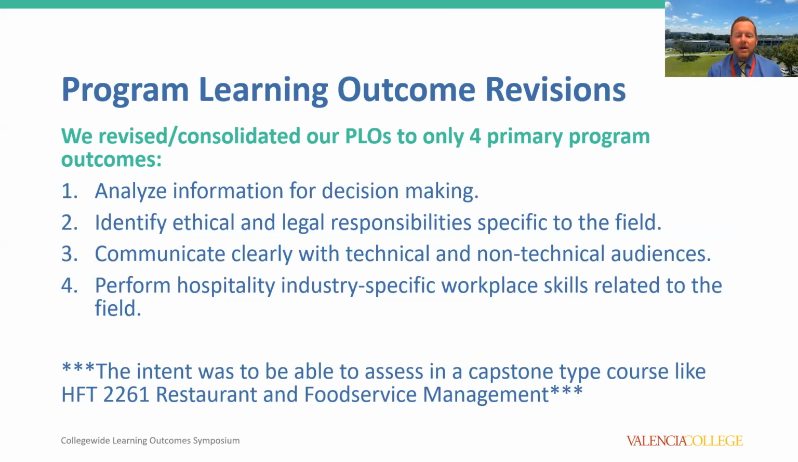So we said, how can we have these overarching ones? And I think other people have utilized ones similar to this: analyze information for decision-making, identify ethical legal responsibility specific to the field, communicate clearly with technical and non-technical audiences, and then of course, industry specific skills. This idea was that we could assess in a capstone course, which was a great idea. So we simplified these learning outcomes to only 4. We only had 2 degrees.